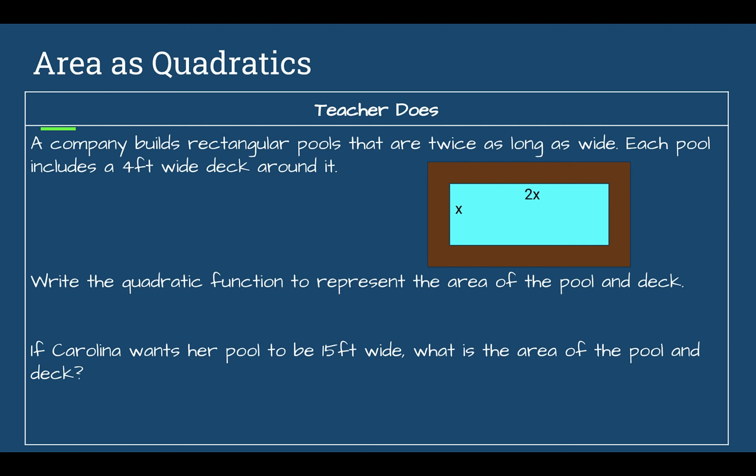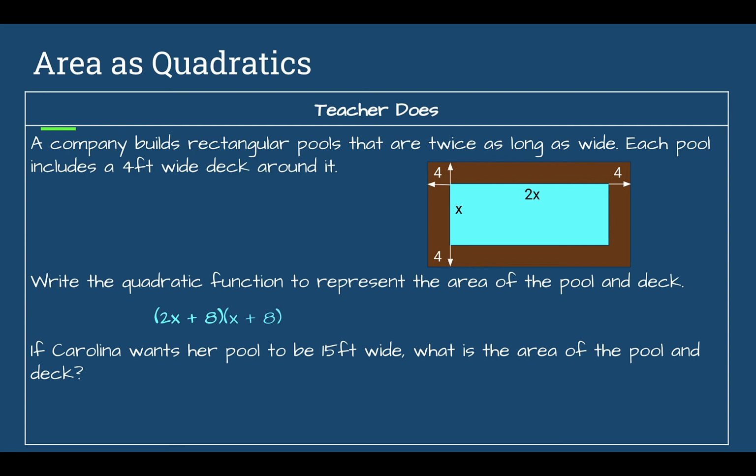To do this, we're going to just multiply the length and the width as we did with polynomials and find the area, even though we don't know what x is. So we do know that it extends 4 feet on the sides, so the length of it would be 2x, and then plus 4 plus 4, so 2x plus 8. Its width would be x plus 4 plus 4, x plus 8.